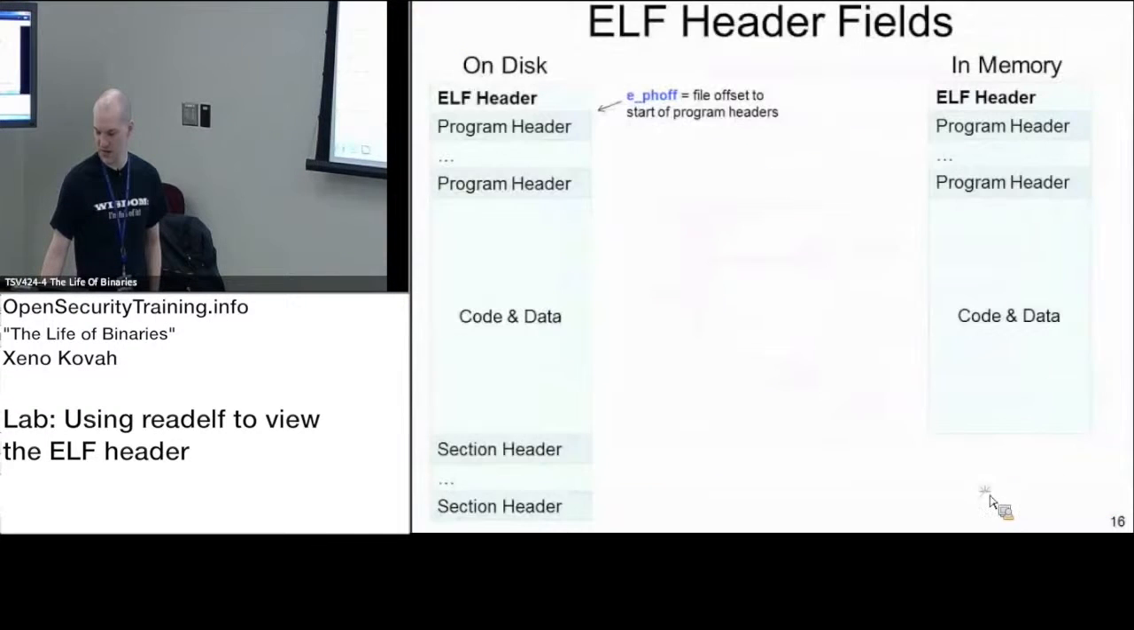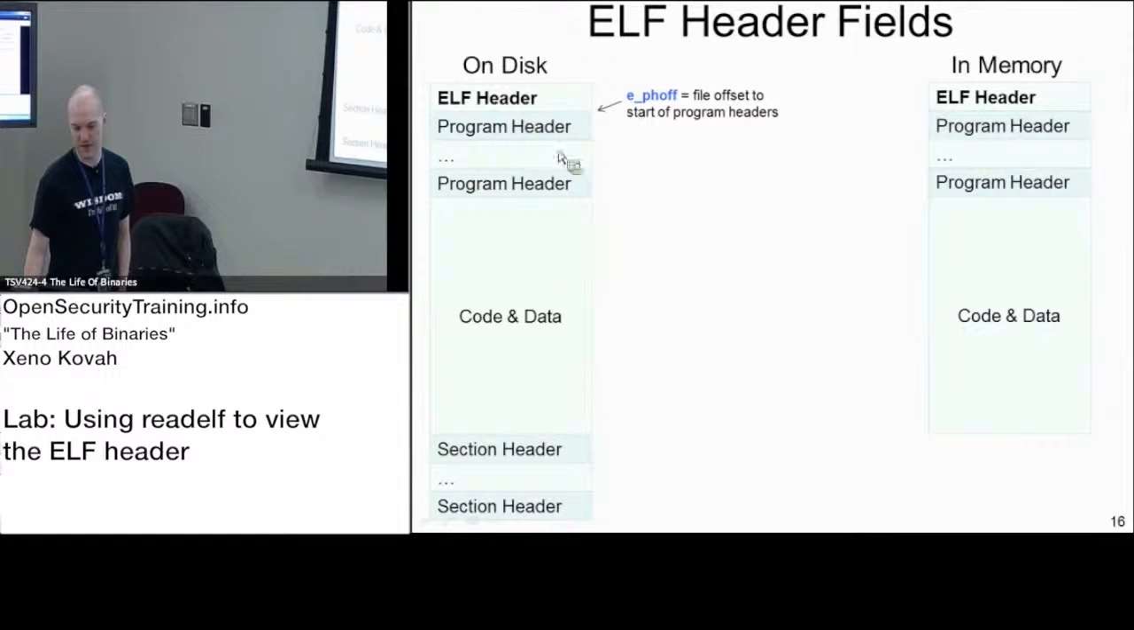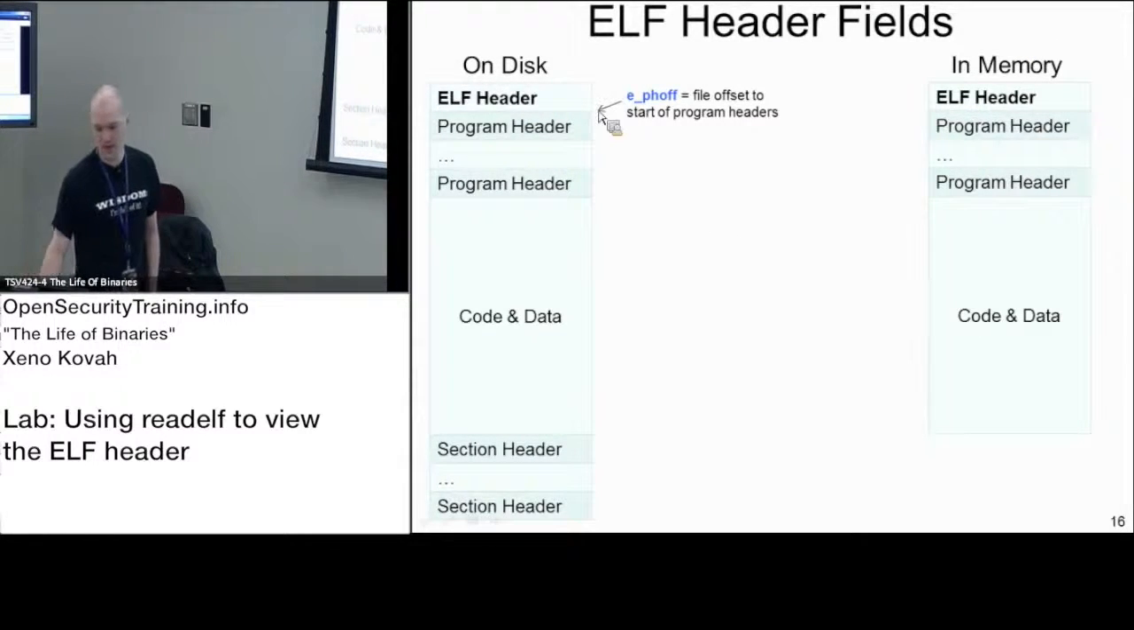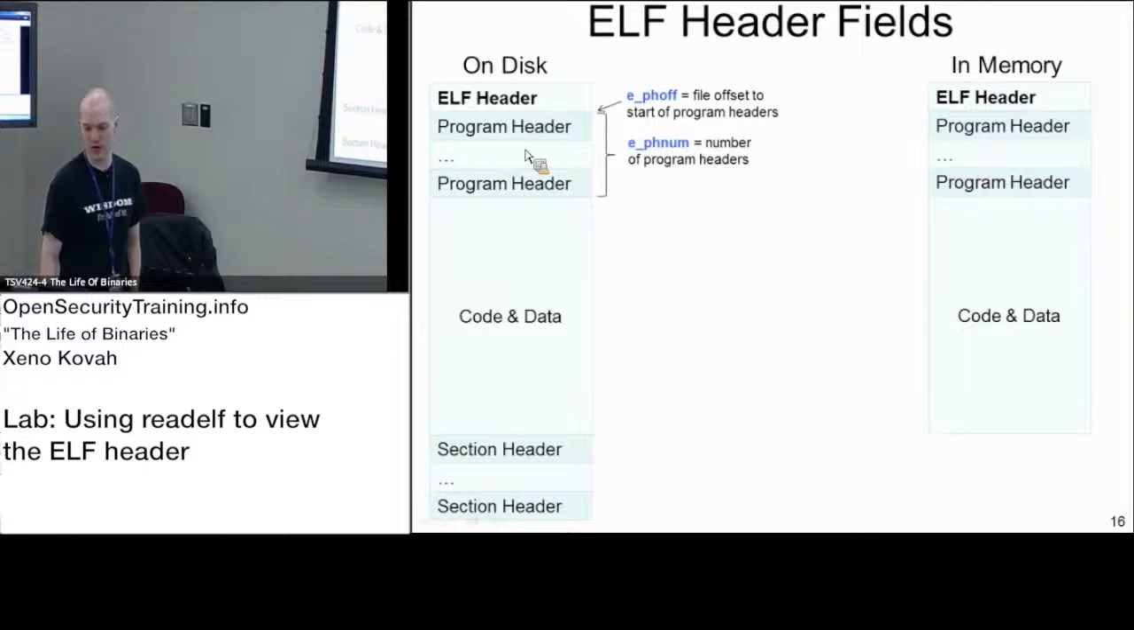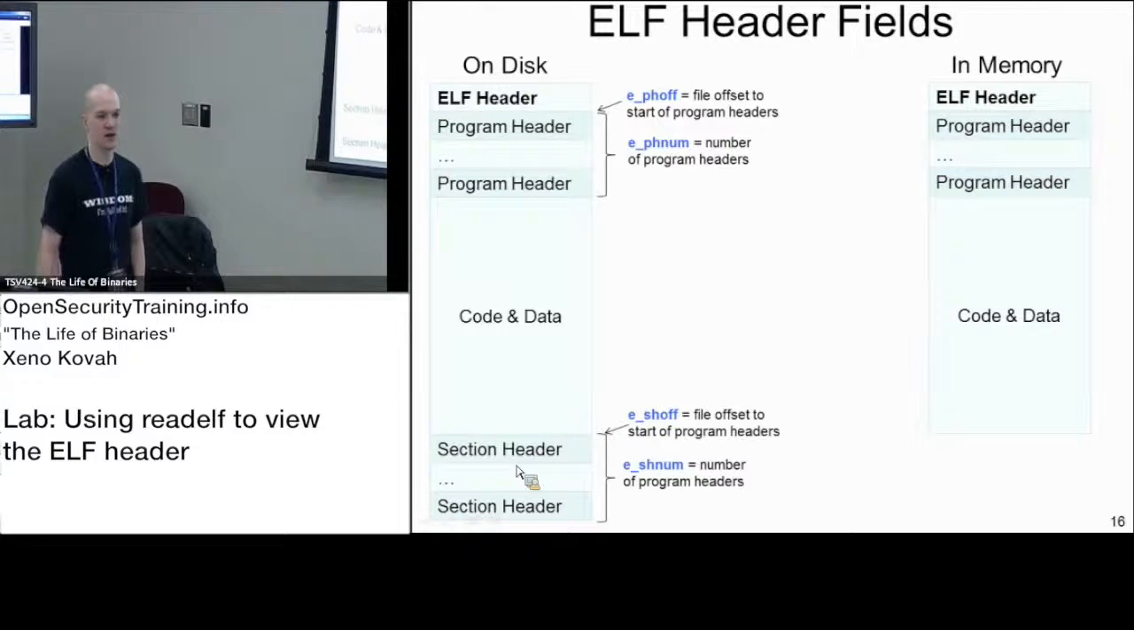So this is just kind of a picture of breaking down the thing on disk versus in memory. The e_phoff, that's going to point you where the program headers start, and there's going to be an array of program headers. So there's many program headers all in an array here. All right, how many are there? There's e_phnum program headers in that array. All right, down somewhere else, there's the section headers. That's going to be another array. And we're going to have e_shnum worth of those section headers down somewhere else.